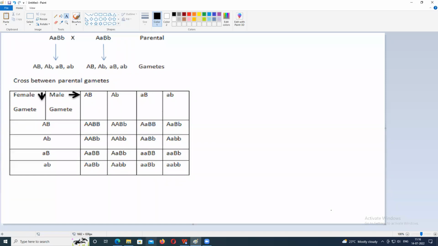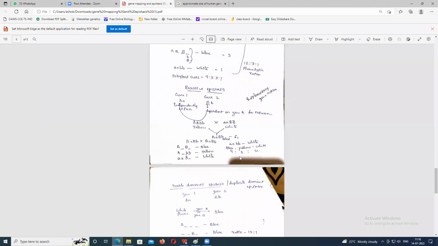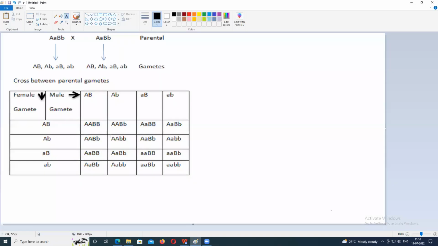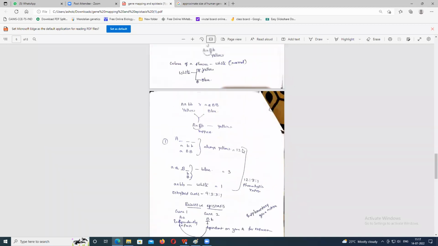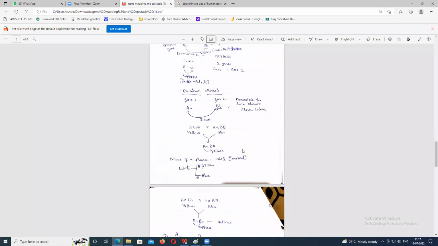What is the other combination? Yellow, ma'am. Where is yellow color? Yellow means only capital A should be there. So 1, 2, one more. Yes, ma'am. So 9:3:4 ratio we got here. In recessive epistasis, what is the ratio? 9:3:4. Okay. Now again I am just revising what is dominant epistasis.